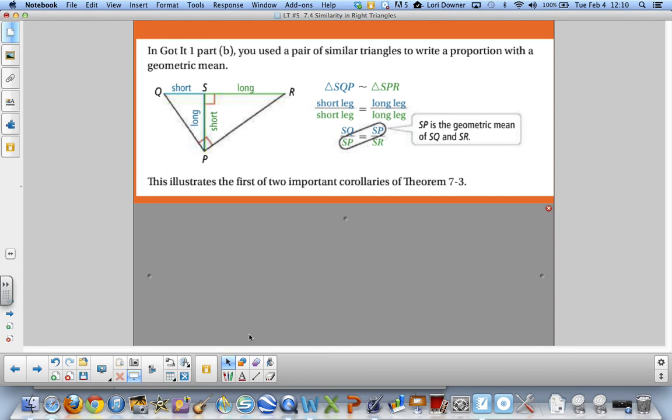In Got It Part 1, you used a pair of similar triangles to write a proportion with a geometric mean. You did short, long, short, long. This is of the green and of the blue triangle. If we set up our similarity statement, the short leg of this one is to the short leg of this one, as the long leg of this one is to the long leg of that one. When we cross multiply, we're really dealing with the geometric mean because SP is congruent to SP. And that's the long and short of it.